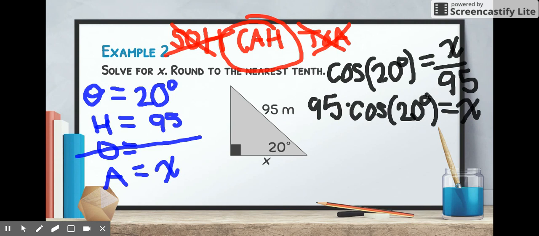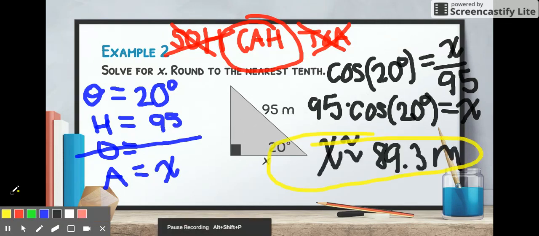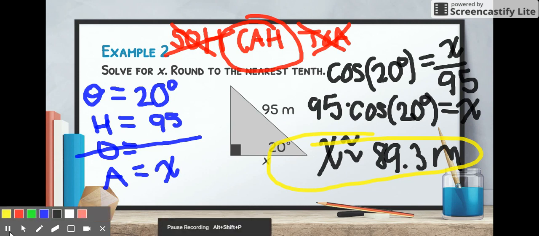When you type this into your calculator, you're going to find that x is approximately 89.3 meters. Don't forget now to put your units in. In the last example, I included the units in my math, and in this case, I just put 95 without the units. That is one way to do less writing, but it also lends itself to accidentally forgetting units. So make sure that you do that.